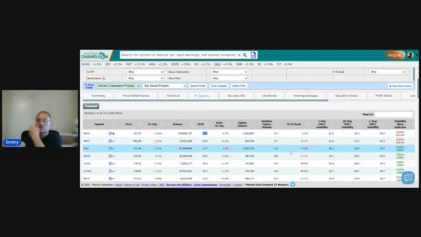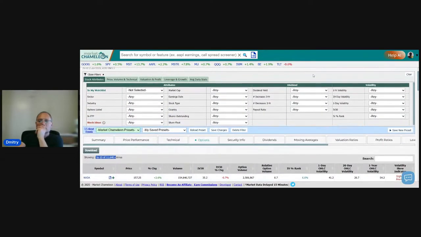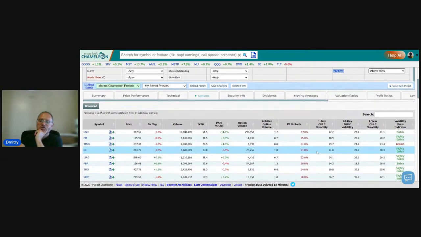So what if we wanted to narrow it down? There's 11,600 stocks in here. So let's first look at an IV percent rank. Let's say we want to look for something that is high. Let's say we want to look at above 90, so above the 90th percentile.